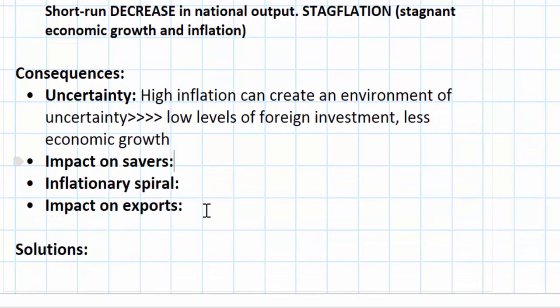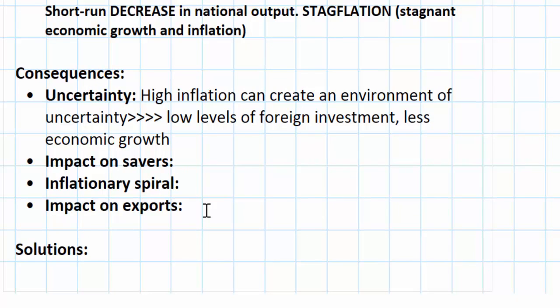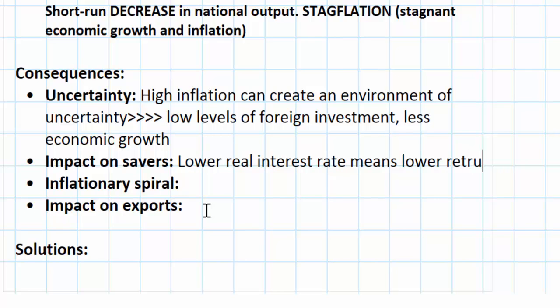Next, let's talk about the impact on savers. Imagine you have $1,000 in the bank growing at an interest rate of 2% per year. As long as the inflation rate is less than 2%, the purchasing power of your savings will increase over time and you will be getting wealthier over time. However, due to the effect that inflation has on the real interest rate, savers are actually harmed.